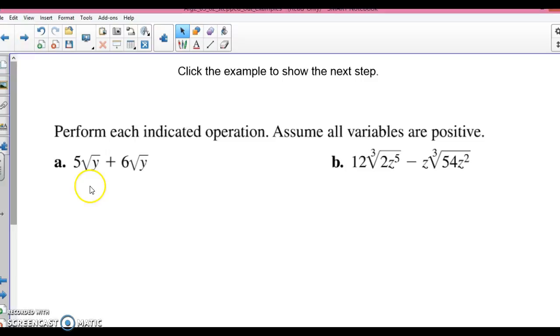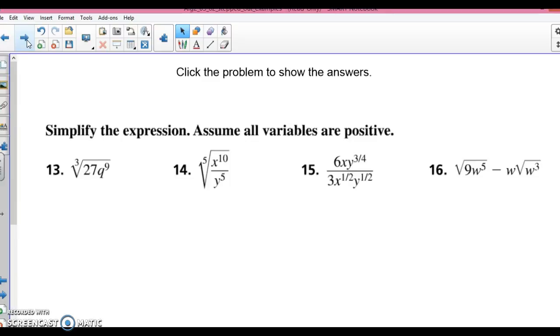Okay. So again, I'm simplifying. Go ahead and take 1 minute and do these problems on your own. Here are some more problems that you can just practice on. These answers I can give you. If you want them, please let me know.